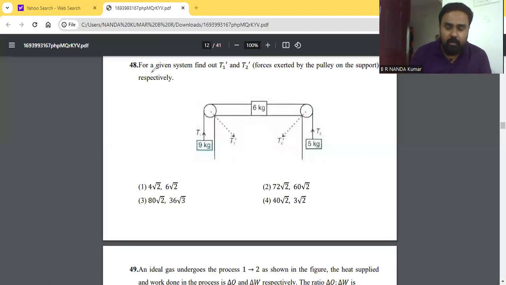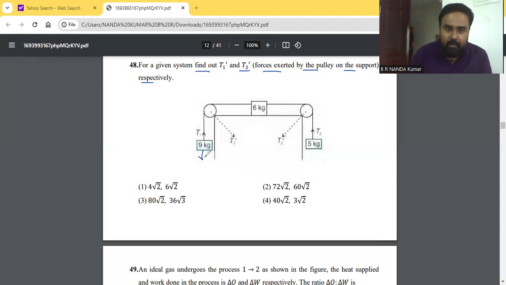Next, question number 48. For a given system, find T1 dash and T2 dash, the forces exerted by the pulley on the support respectively. So this is an FBD, free body diagram. So observe the diagram very carefully. What is the force acting on each block? We have to find that out.